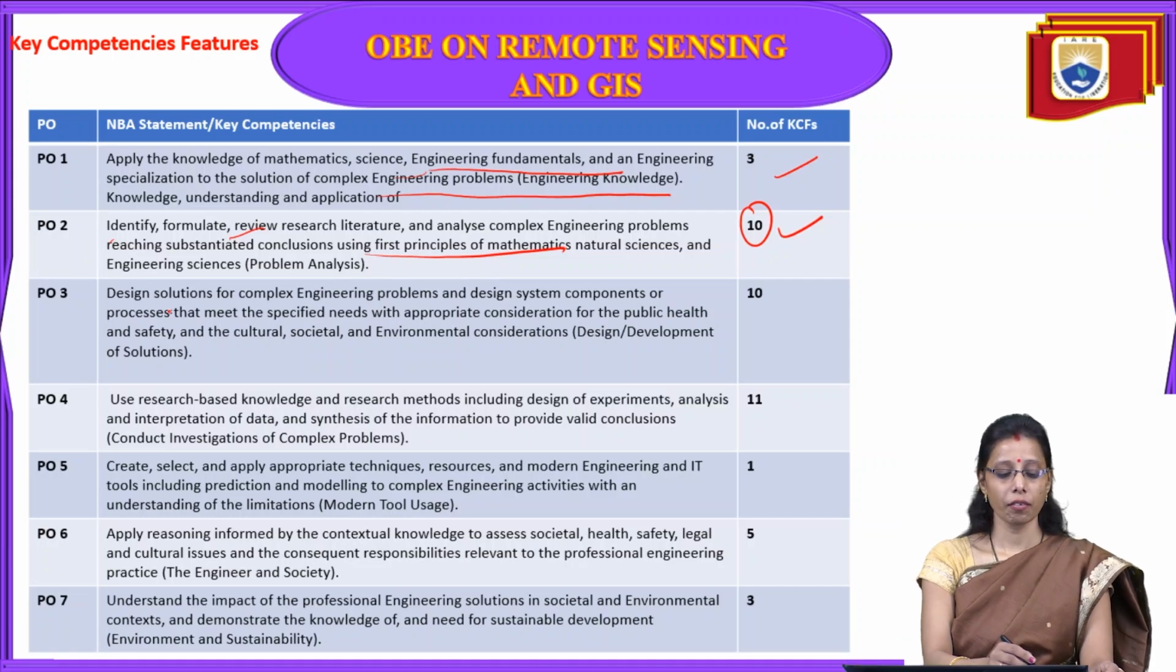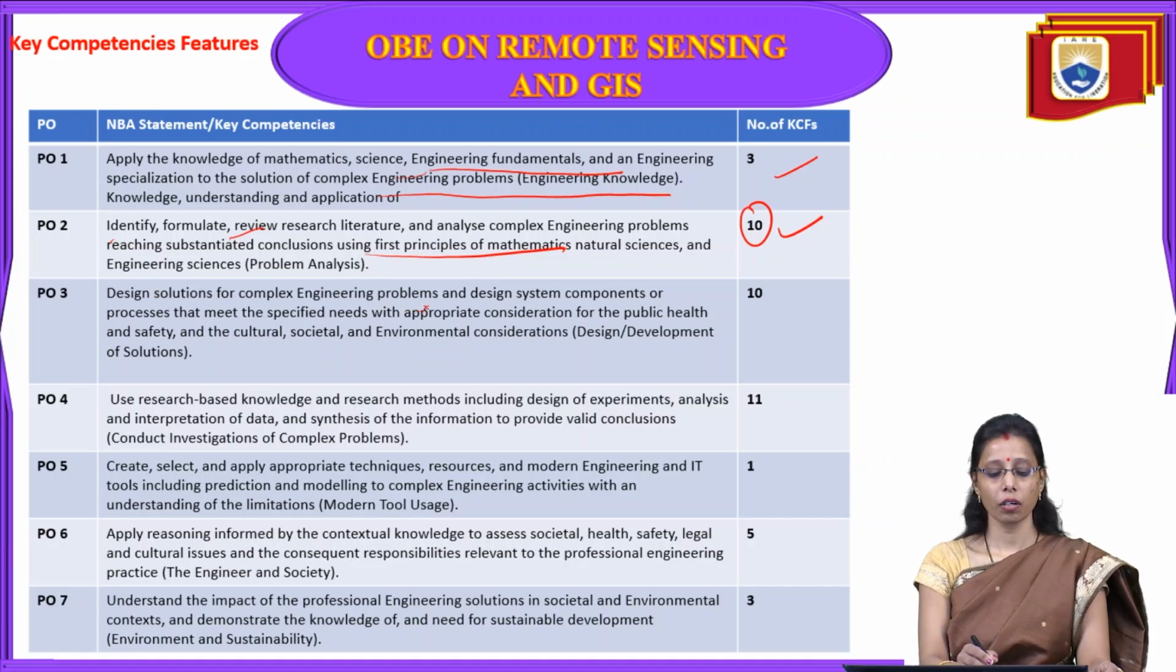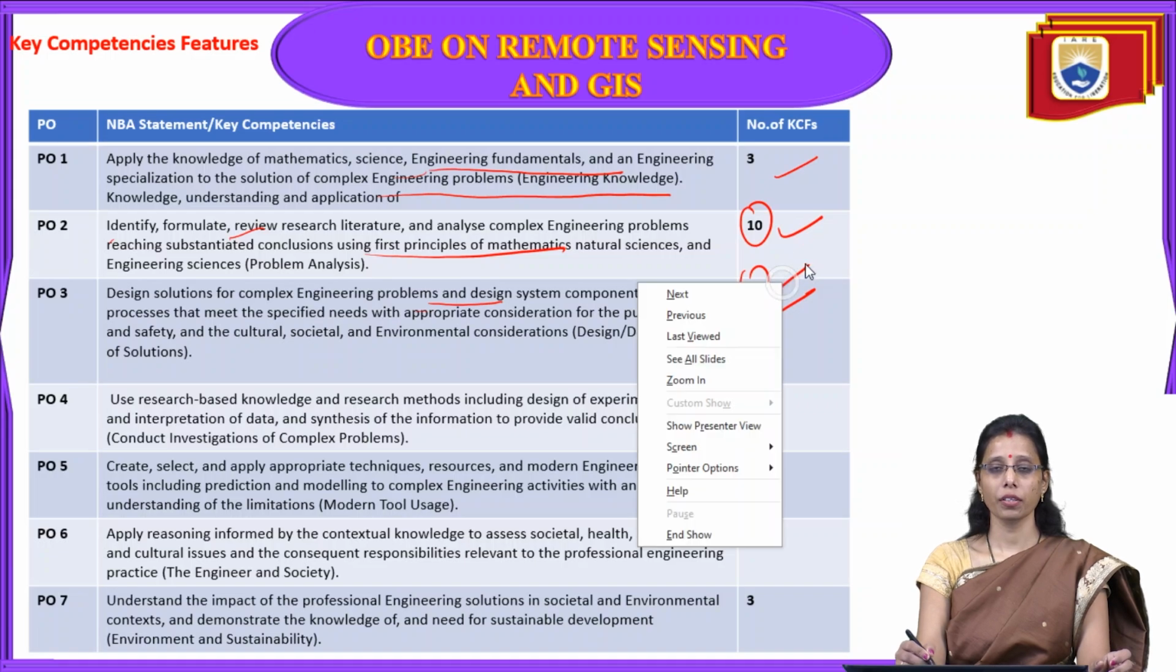Now PO3 is having what? Design solutions for complex engineering problems, design systems, components, processes that meet the specific needs with appropriate considerations for public health and safety, and cultural, societal and environmental considerations where the design and development of solutions. So this is having 10 again. So you can see 10 here. PO2 10 is there, PO3 10 is there.